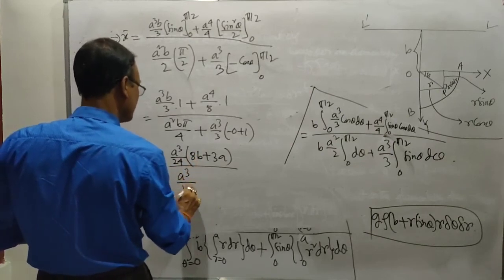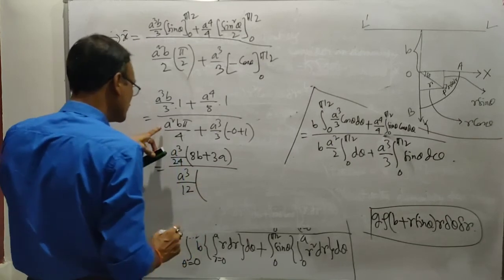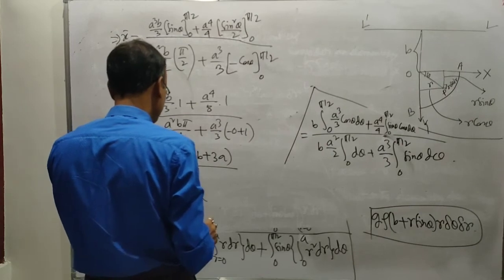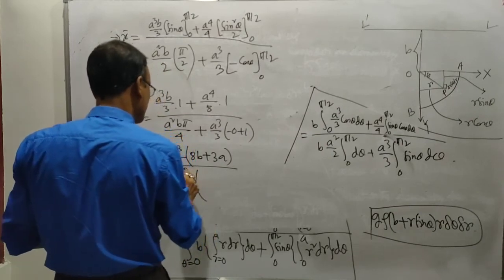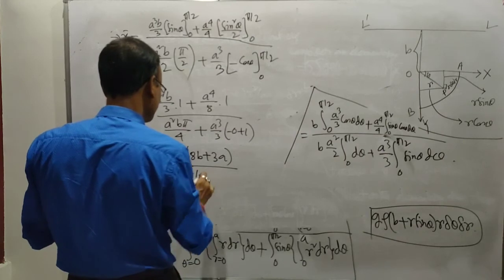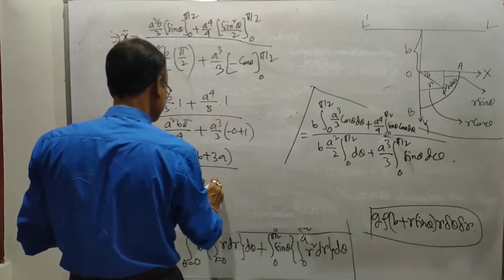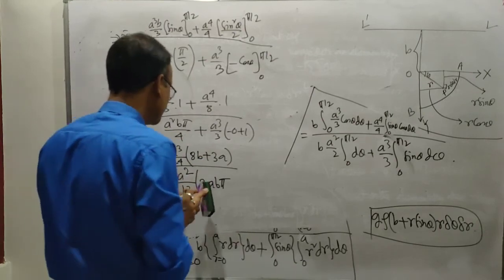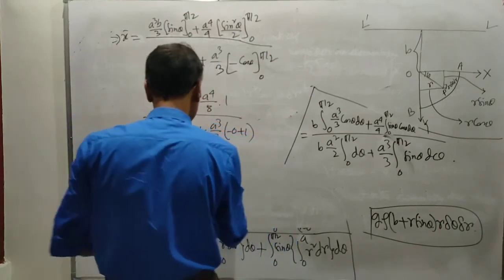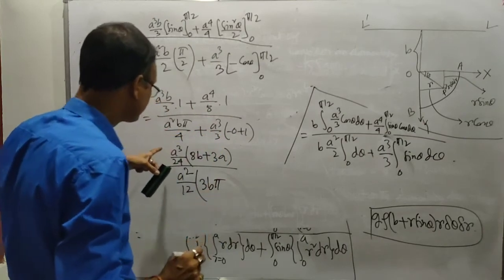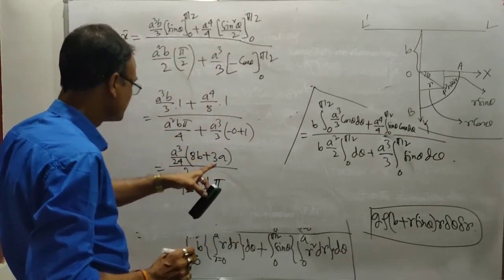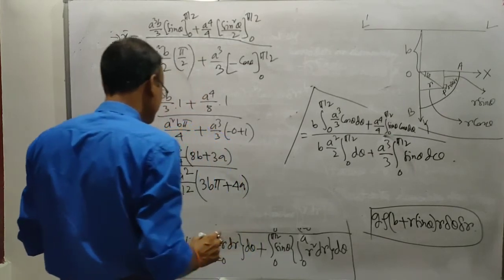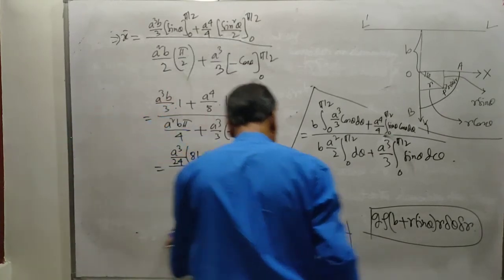A cube by 12, common. A cube by 12. Not a cube by 12. A square by 12, common. Thrice AB pi. No, thrice B pi. A square by 12. Thrice B pi plus 4a. 4a. This is equal to.